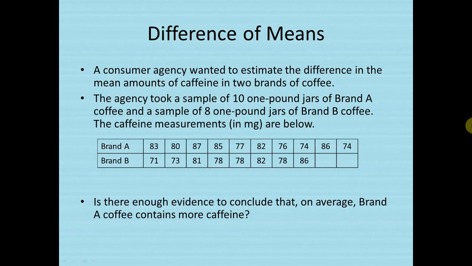Next is a difference in means. We're going to compare the average amount of caffeine in 1 pound jars of 2 brands of coffee. We have our sample data right there, and then just like before, we want to set up the hypotheses first. So that last bullet point, is there enough evidence to conclude that on average brand A coffee contains more caffeine? This is one-sided because of more. Mu sub A greater than mu sub B. Looks like that's what we're looking for evidence of.